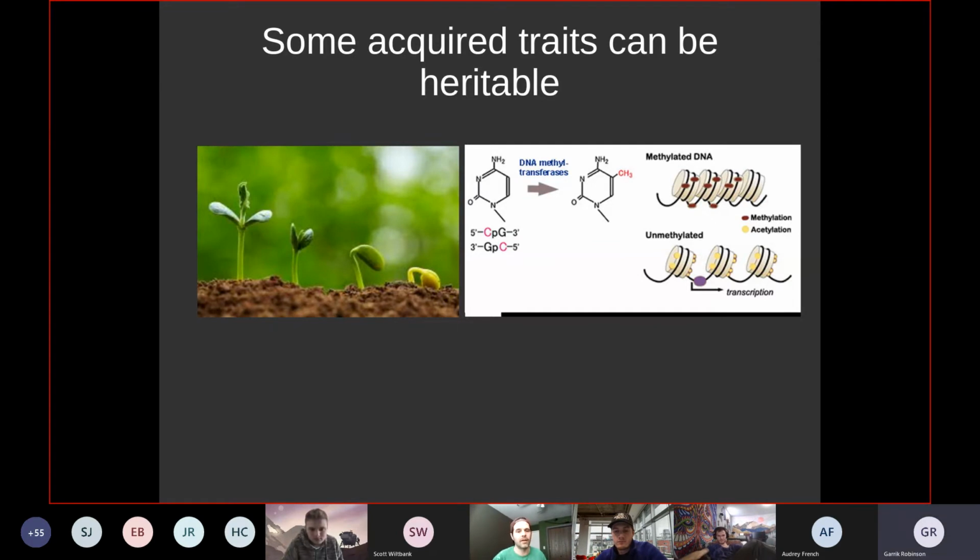Okay. Then they bred them and took their babies away, isolated them, and they introduced this smell to the babies. What do you think happened?